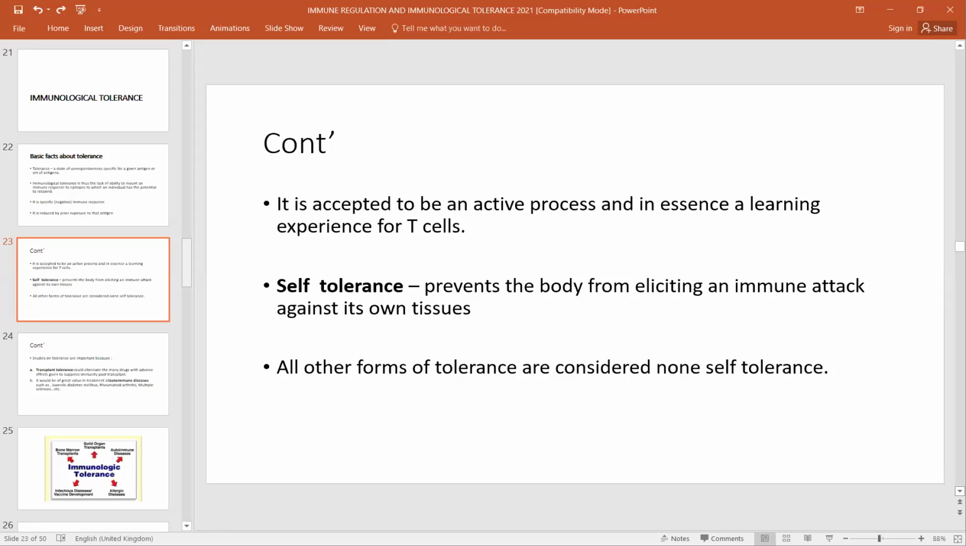So, as it says, self-tolerance prevents the body from eliciting an immune attack against its own tissues. All other forms of tolerance are considered non-self-tolerance. And we'll mention that by just way of explanation, but suffices to say our focus today is on self-tolerance. We want to prevent this phenomena, and we want to educate our T and B cells prior to ex utero life.